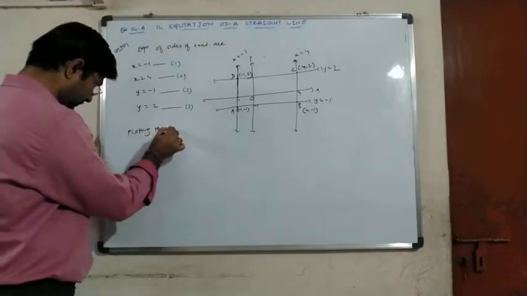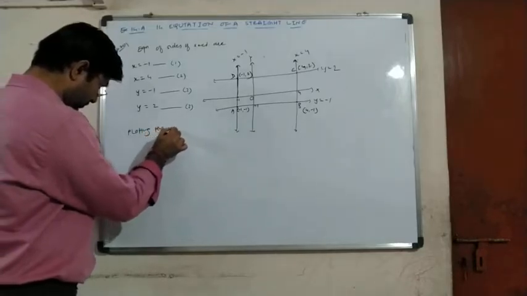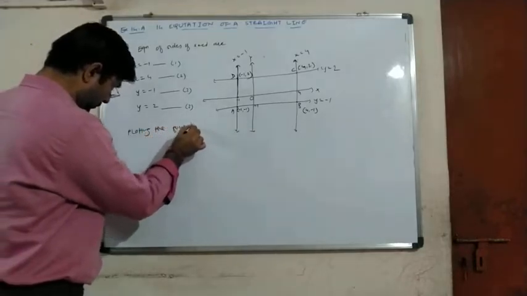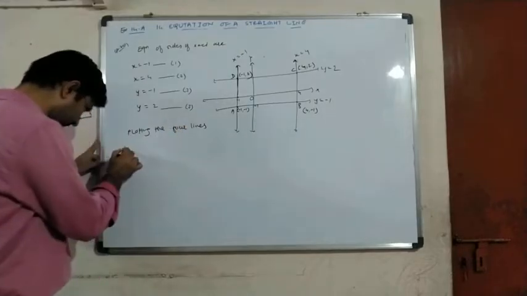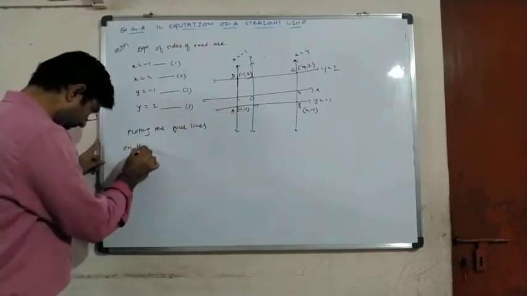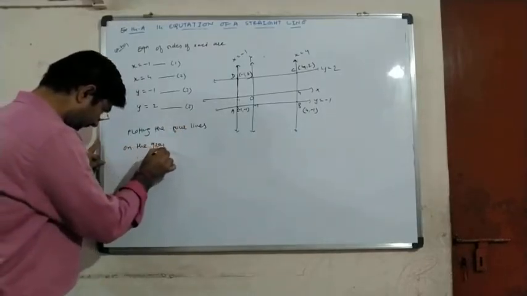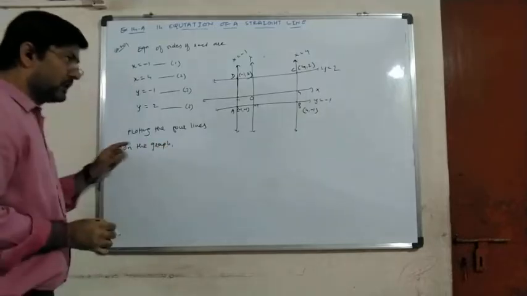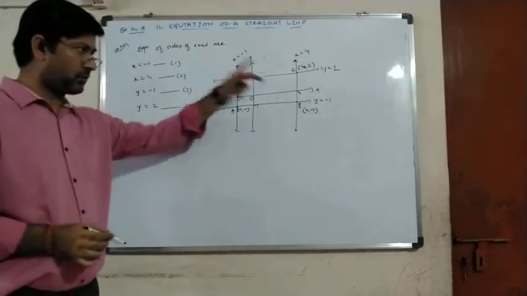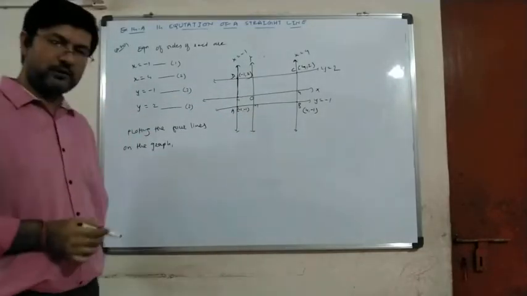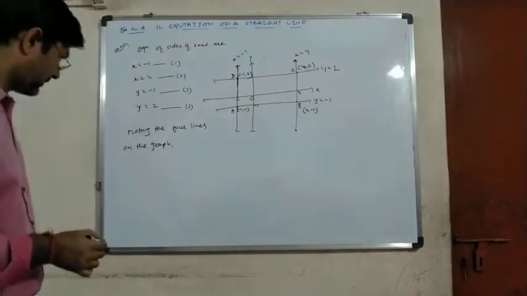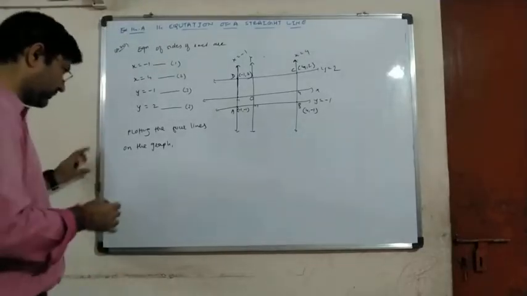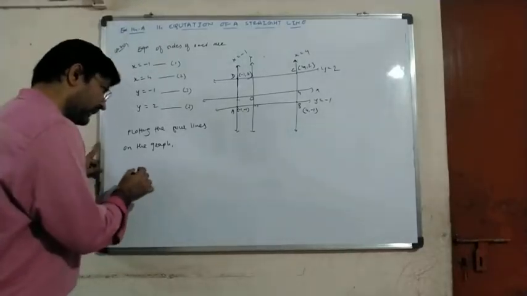Plotting the four lines on the graph. Now this is very compulsory, to draw the graph and explain in this particular question. So you must draw the graph, plotting the four lines on the graph.